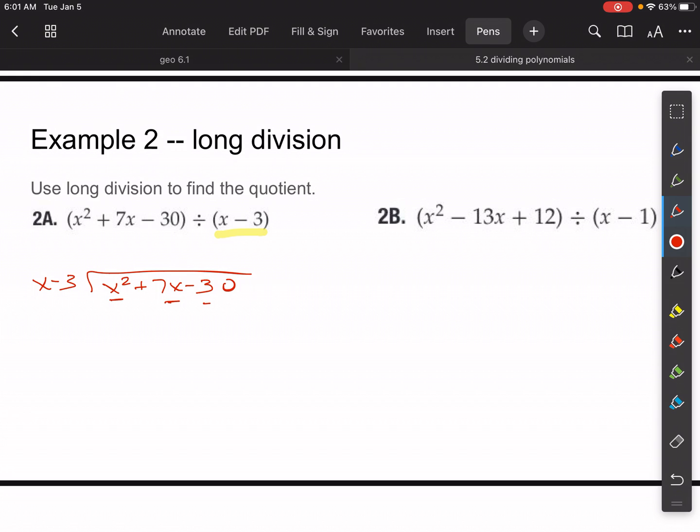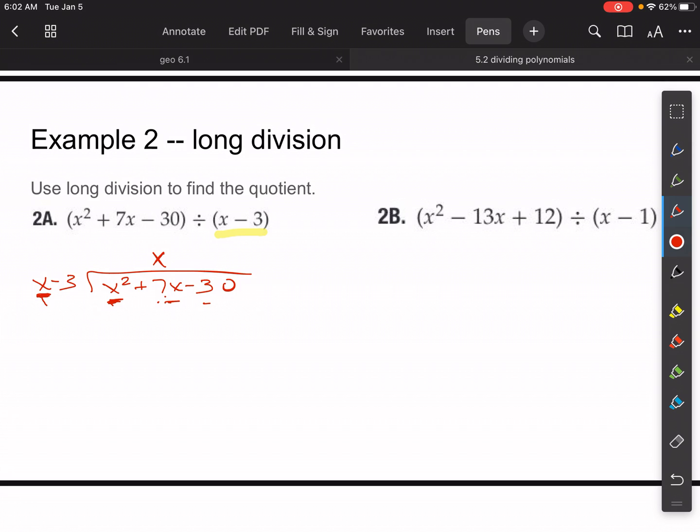So we're okay there. Okay, and then I'm going to take my first term here and into my first term here. So x goes into x squared x times, because x times x is x squared. So that's all I do. Okay, I put an x up here. Notice I put it in the next placeholder, so I put it above the 7. So x, and the reason for that is I'm going to multiply out the x by both pieces here.